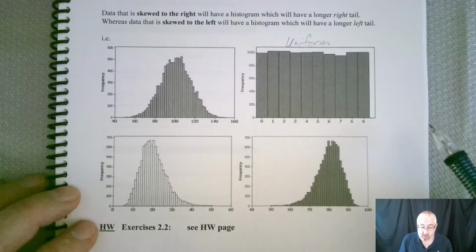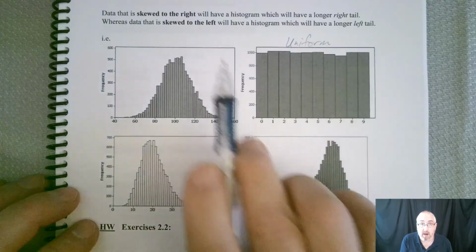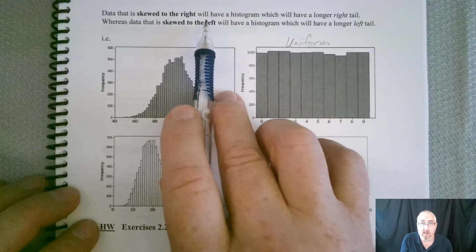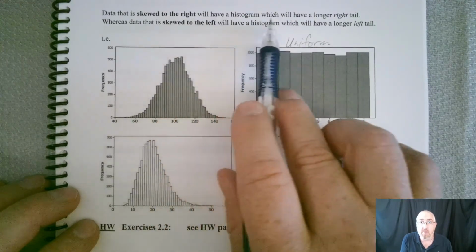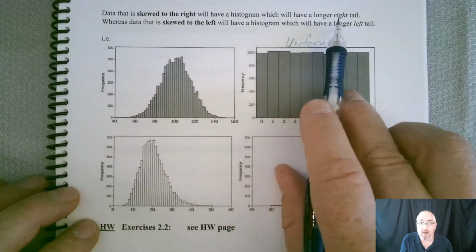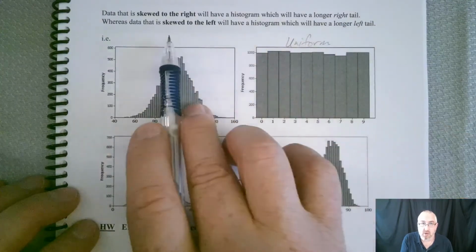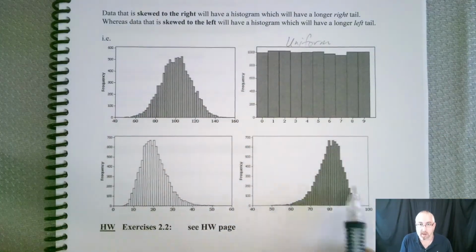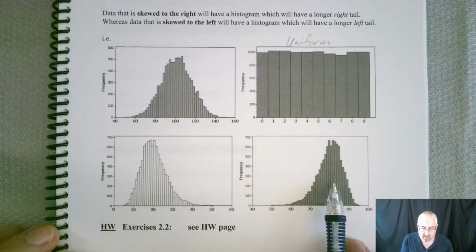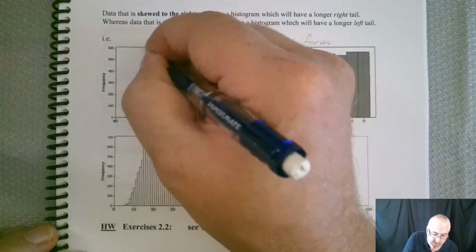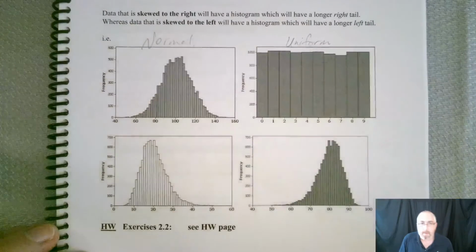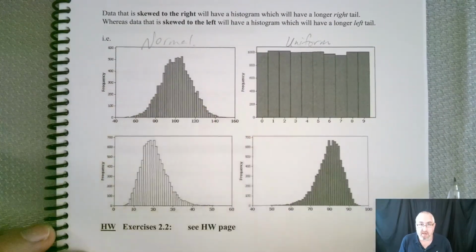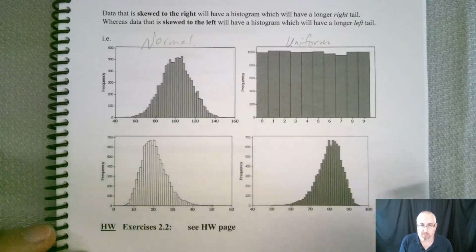All right. Now, as far as skewed to the left and skewed to the right, this is a kind of a weird one, but if you read it, it explains it. It says, skewed to the right will have a histogram which will have a longer right tail. And skewed to the left will have a histogram which will have a longer left tail. So which one is which for these? This one here, you can probably guess that this one's just a flat out normal one. But I mean, it's not perfect. Obviously, there's a little bit of missing values there, but overall, it looks pretty bell-shaped.